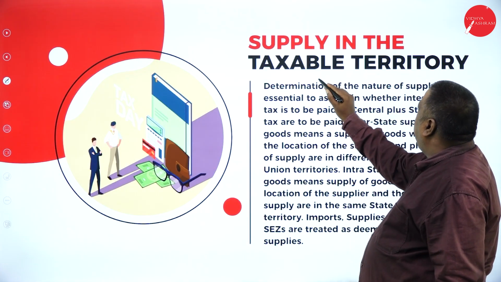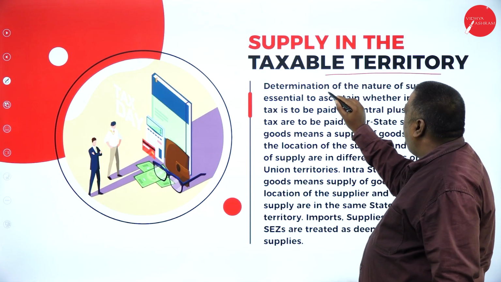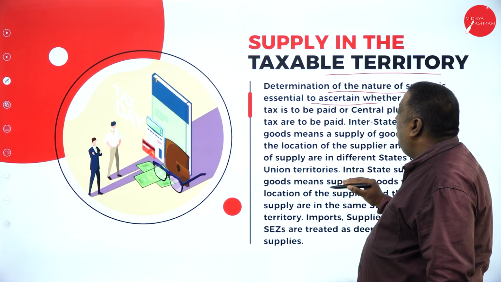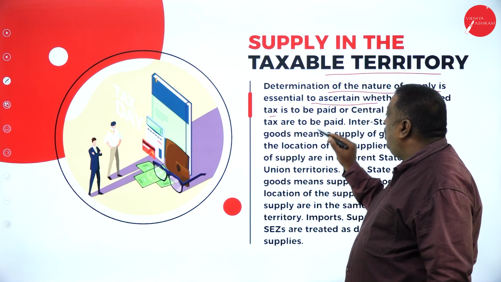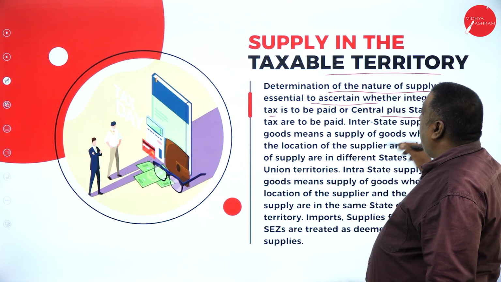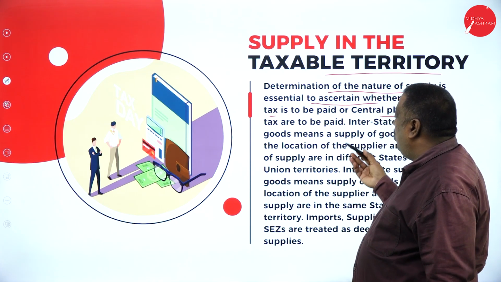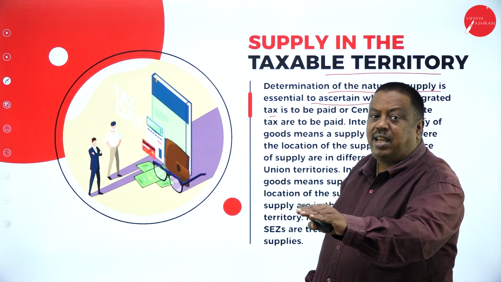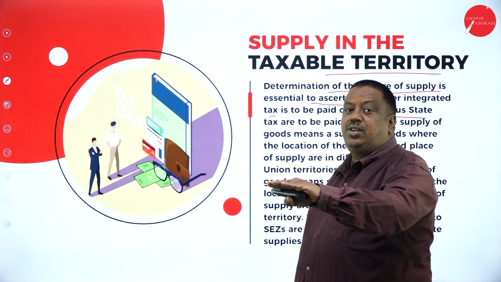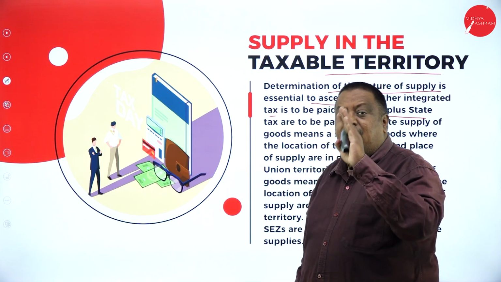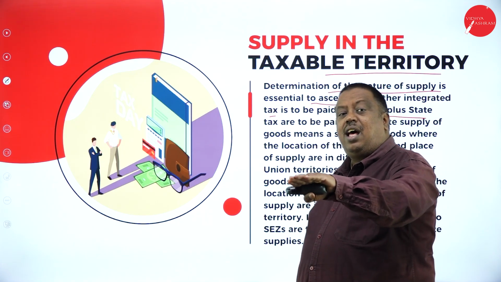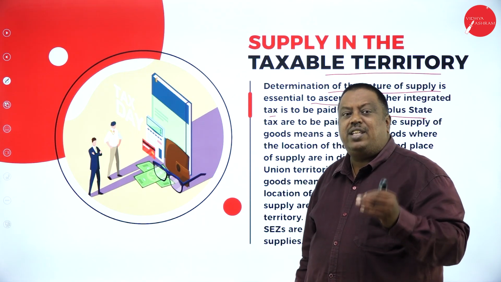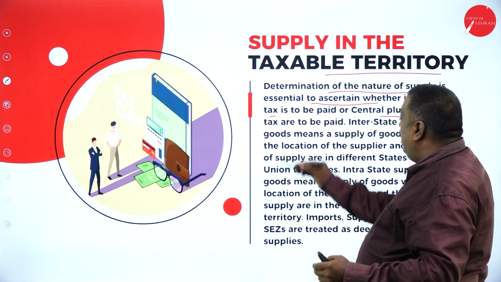Supply in the taxable territory. Determination of the nature of supply is essential to ascertain whether an integrated tax is to be paid or central plus state tax has to be paid. What we have to do is check whether it comes under an inter-transaction or an intra-transaction. If it is inter, IGST. If it is intra, CGST and SGST. So we have to determine under which category it is being supplied.